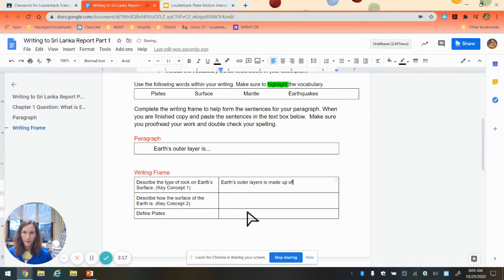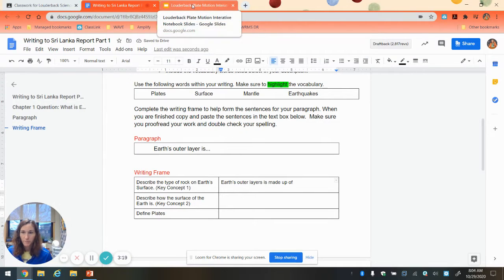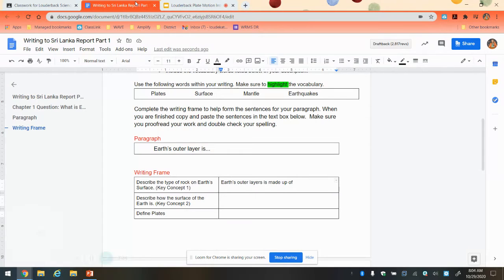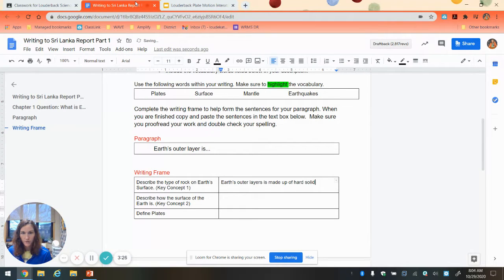So we know that Earth's outer layer is made up of, and if I go to my Amplify notebook, hard, solid rock. Okay, so I'm going to make sure I write that down. Hard, solid rock. And we know this to be true throughout our learning lesson. And so this is where we're going to start describing how it's made of hard, solid rock.